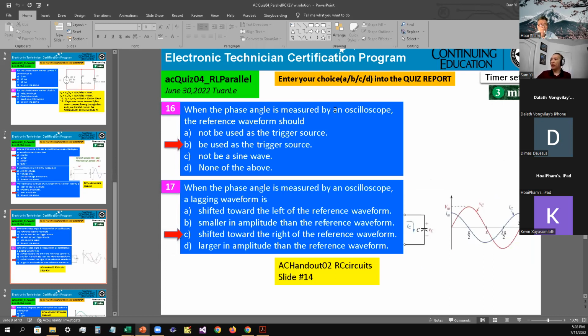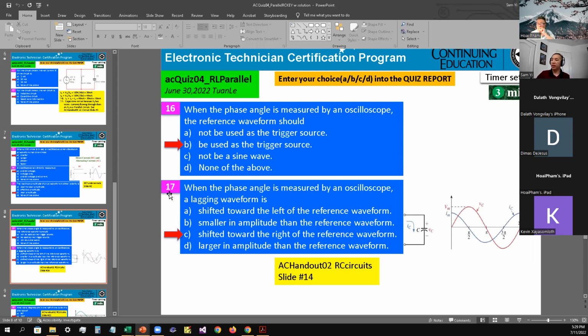Okay, when the phase angle is measured by an oscilloscope, the reference waveform should always be used as your trigger source. Okay, right here you can use the red one to be your reference, or you can use the blue one to be your reference. And when you use that as a reference, it becomes your trigger source. Okay, so B as in boy for number 16.